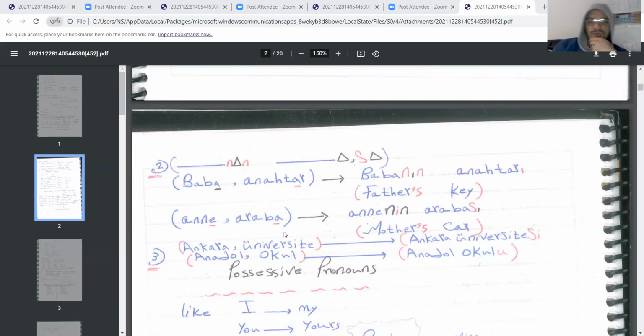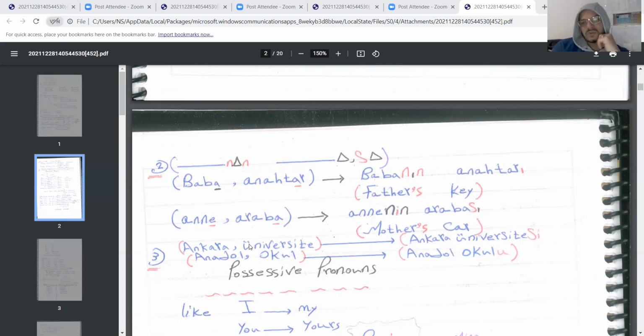Ankara University. How can I say this, the last situation, the last form of this grammar? How can I say Ankara University? In Turkish, it will be Ankara Üniversitesi. In English, it will be Ankara University.